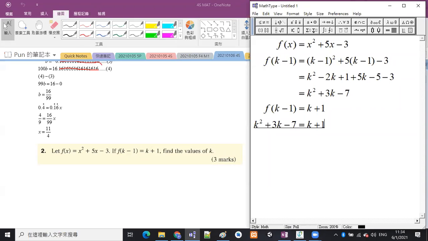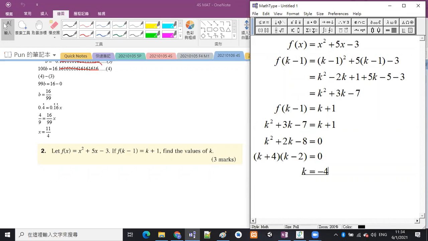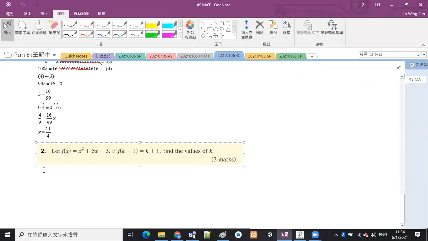Can you get this? And then when you move all terms to the left-hand side, you get a simple quadratic equation. And then you may use the calculator or the formula, or you just use the cross method. You'll find the answers. So it's (k plus 4)(k minus 2) equals 0. So k is equal to negative 4, or k is equal to 2. Okay? So these are the two answers of k. Are you clear?